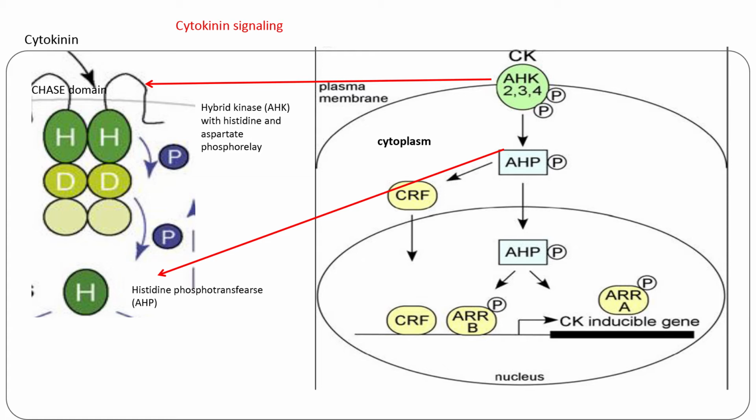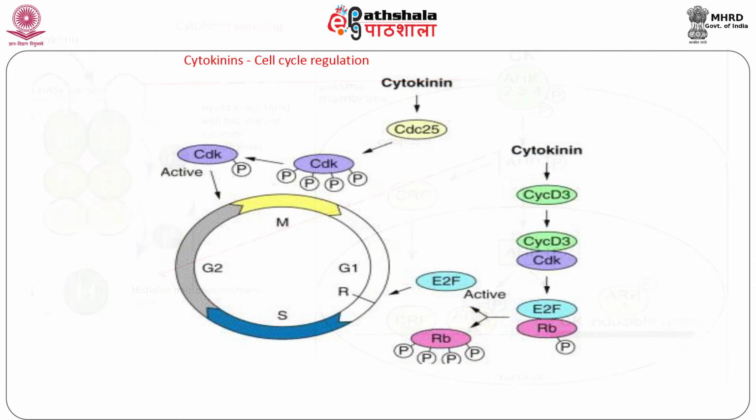The phosphorylated CRFs then move to the nucleus and bring about transcriptional regulation of cytokinin response genes. The genes activated by type B ARRs and CRFs are mostly non-overlapping, suggesting two independent pathways of activation of cytokinin response genes. An important role of cytokinins is in the regulation of the cell cycle.